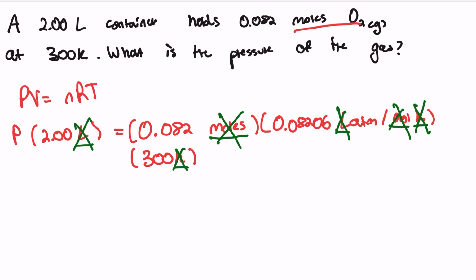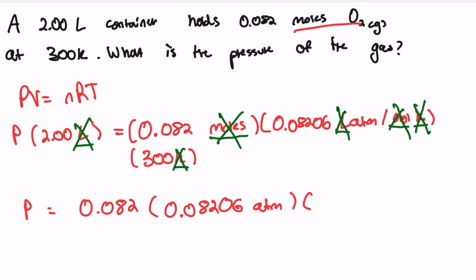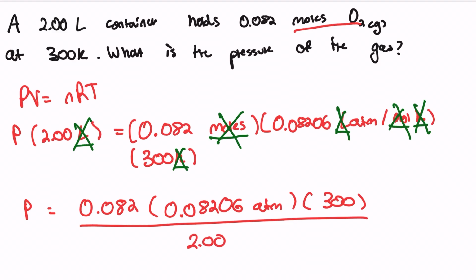So if I now rewrite my equation, P equals 0.082 times 0.08206 atmospheres times 300 divided by 2.00. And as you can see, I took our 2.00 from the left side of the equation and I simply put it down there. All you have to do now is plug this into your calculator, and when rounded to 3 significant figures, you get a final answer of 1.01 atmospheres. Don't forget the unit down there. And how do I know that atmospheres is my unit? Well, look at that. It's the only one I even had left in my equation.